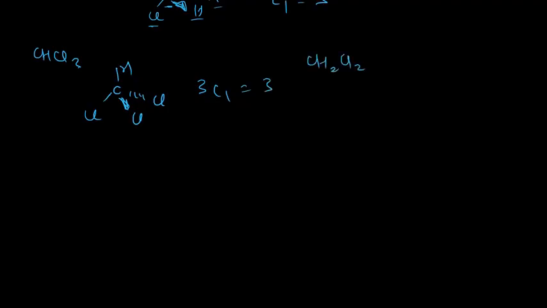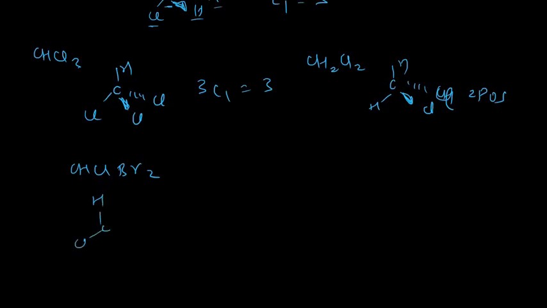CH2Cl2. Cl and Cl. We have 2 planes of symmetry. Right. CHClBr2. Hydrogen, carbon, chlorine, bromine and bromine. It has one plane of symmetry which passes through the hydrogen, chlorine and carbon, a plane which bisects through this bromine interspace.